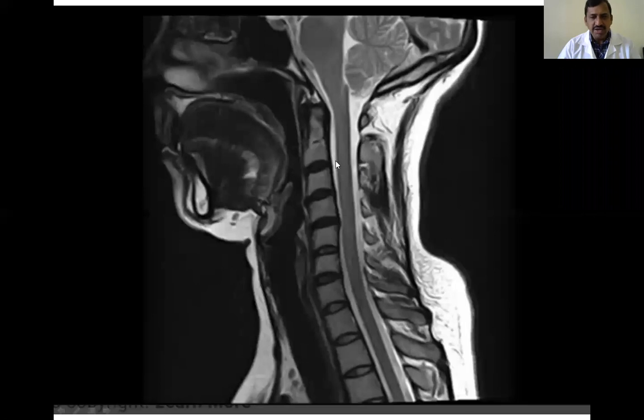This is highly dangerous because it may cause transection of the spinal cord, and it may produce paralysis in the lower part of the body. That is why we have to look for the alignment of these vertebral bodies and vertebral spines.